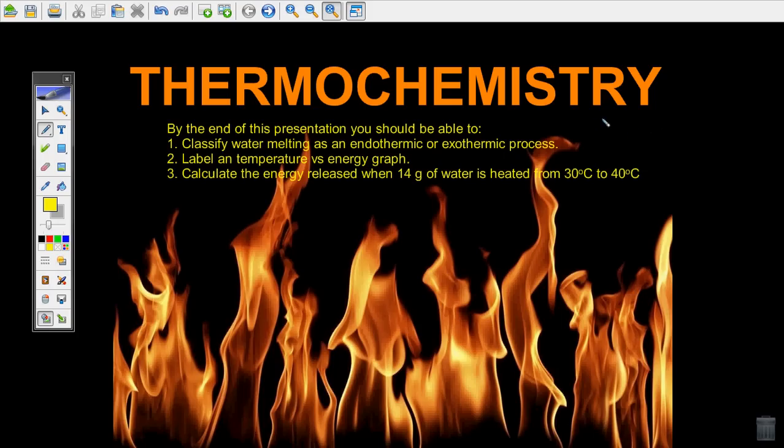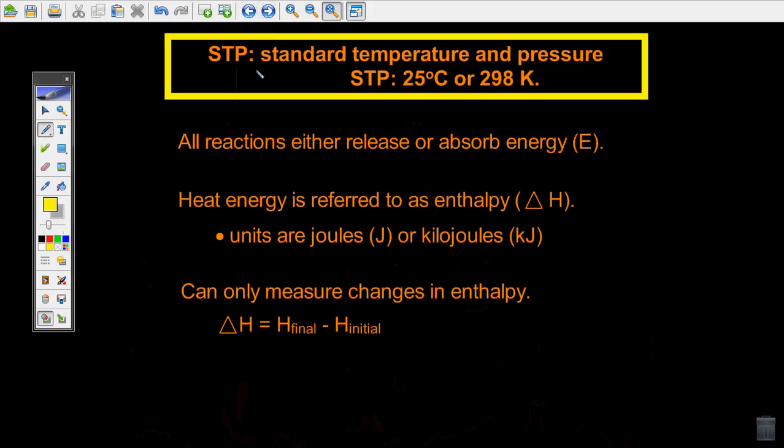By the end of the presentation, you should be able to answer all these questions. Alright, STP. STP is standard temperature and pressure, and we're talking about thermochemistry. It's going to be 25 degrees Celsius or 298 Kelvin. We're not going to worry about pressure so much as standard temperature.